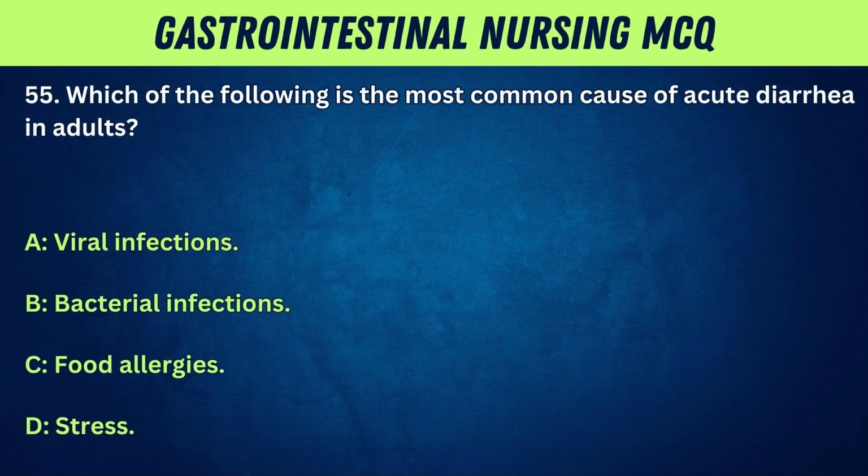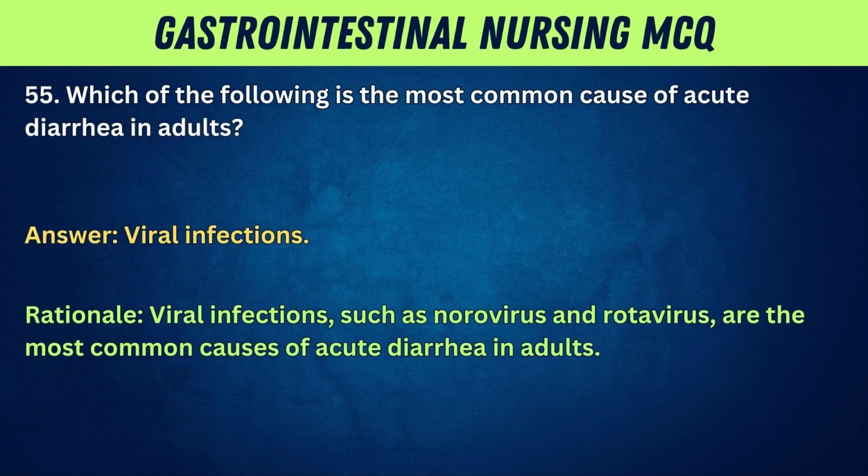55. Which of the following is the most common cause of acute diarrhea in adults? A. Viral infections. B. Bacterial infections. C. Food allergies. D. Stress. Answer: viral infections. Rationale: viral infections, such as norovirus and rotavirus, are the most common causes of acute diarrhea in adults.